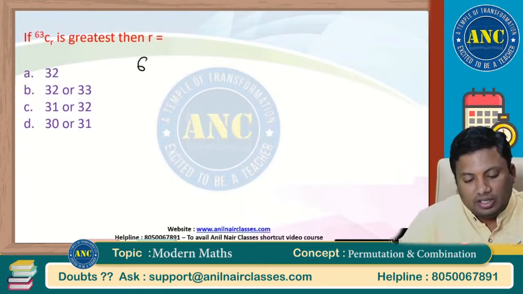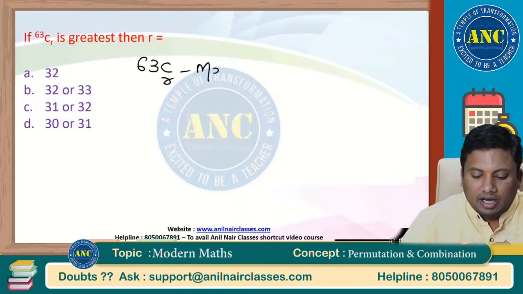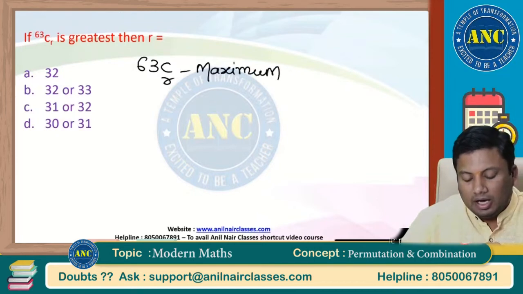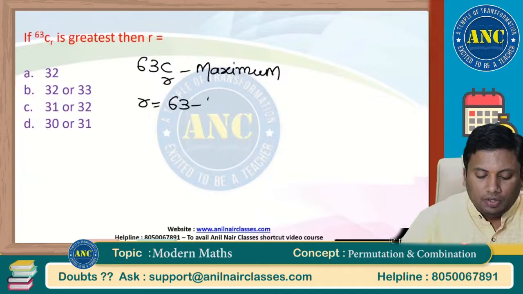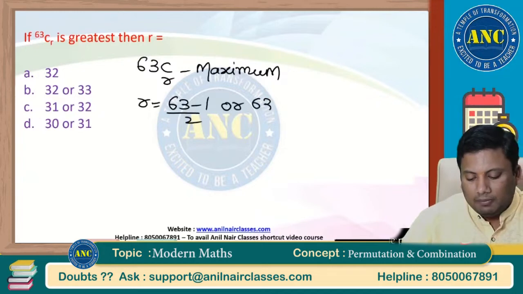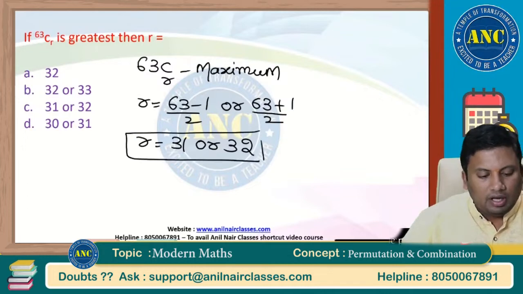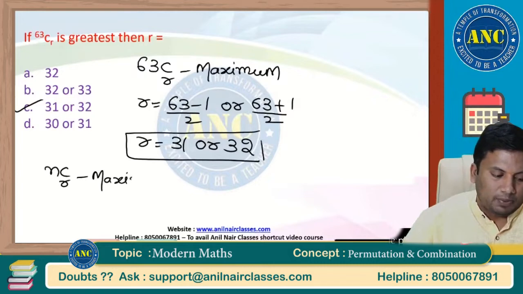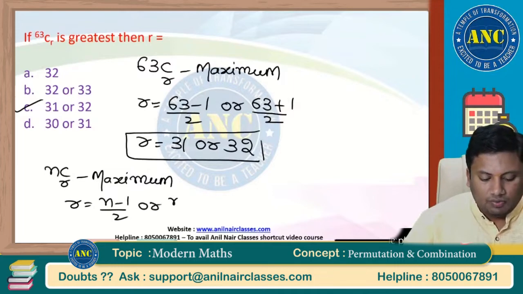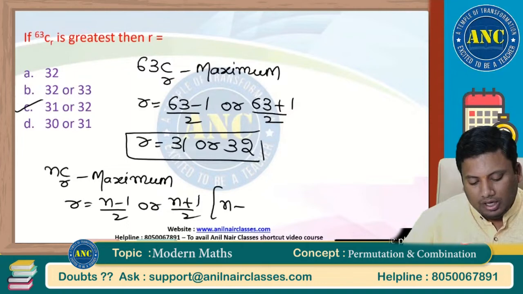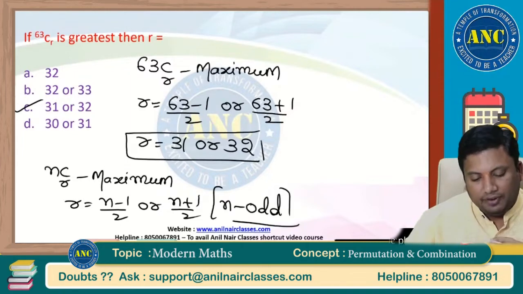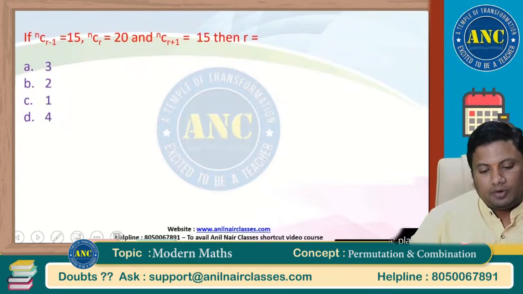Next one. 63CR, it is maximum. nCr is maximum only when r equals n minus 1 by 2 or n plus 1 by 2. So r can be either 31 or 32. This is the nCr maximum concept. That is the reason I wrote the properties. nCr is maximum if r is n minus 1 by 2 or n plus 1 by 2, if n is an odd number. Property related question.